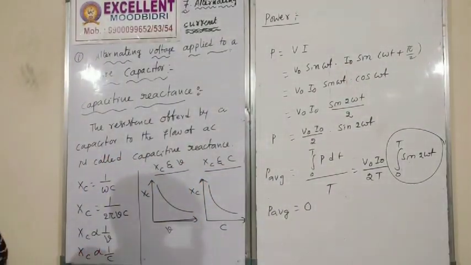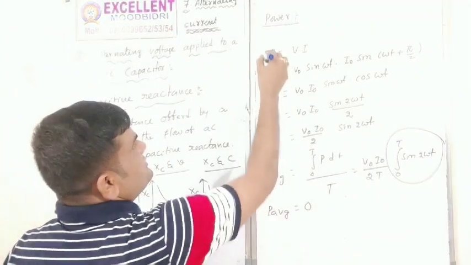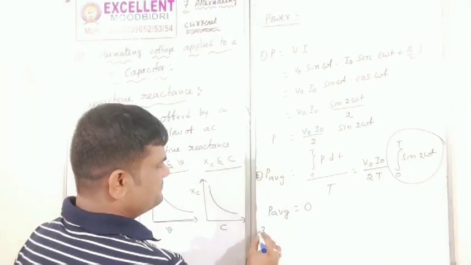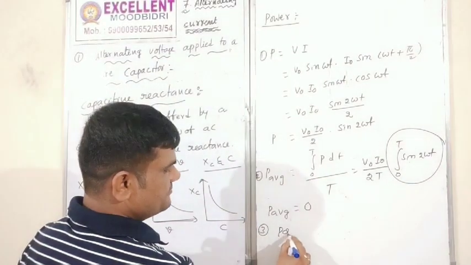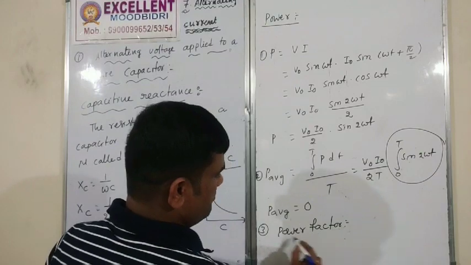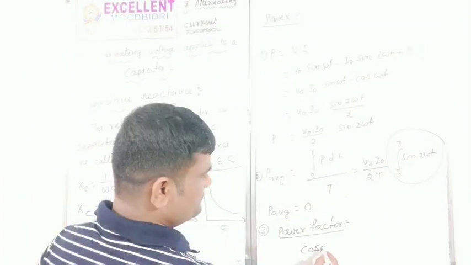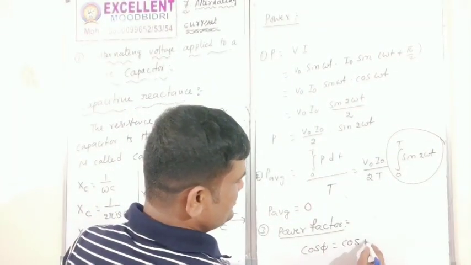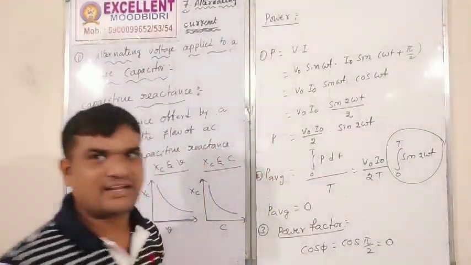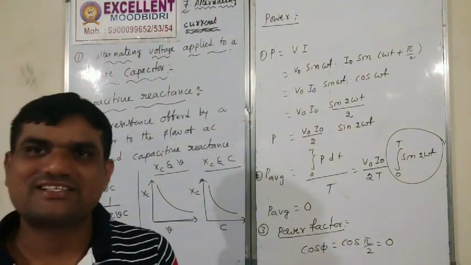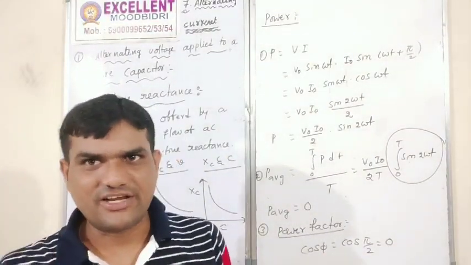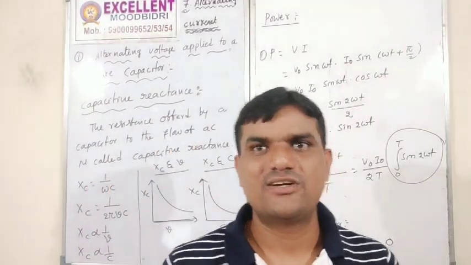Are you clear? Okay, then next. So this is the first one, second one, and third one: power factor. What is the power factor? Cos phi. Phi is equal to 90, and cos 90 is equal to 0. Power factor is also 0. So this circuit is over.